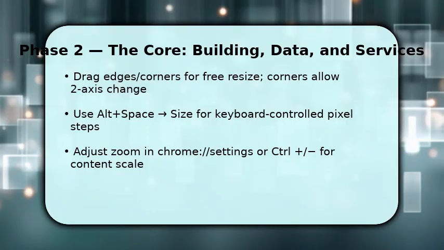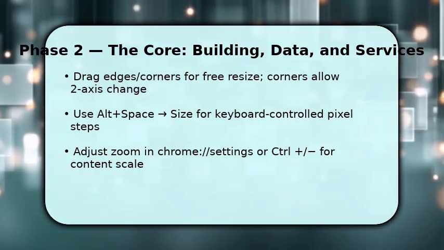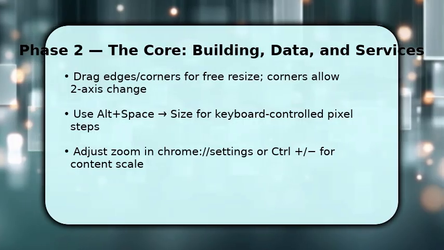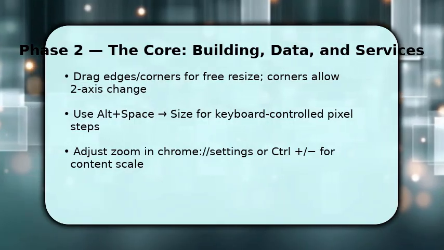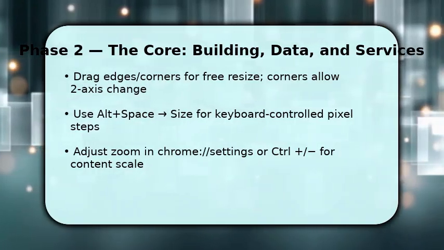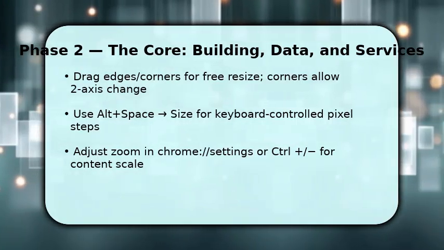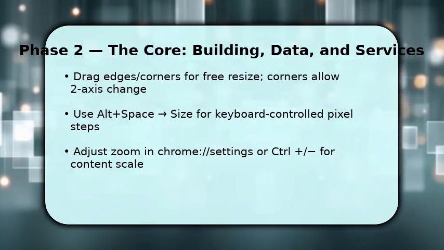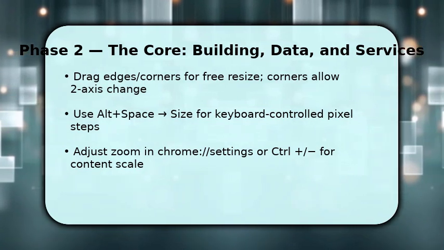If you need precise control, press Alt plus space, then choose Size, use arrow keys to move the edge in 1 pixel steps, and press Enter when done. Also, adjust page content independently. Use Control and plus or minus to change zoom, or open settings, right arrow appearance, right arrow zoom to set a %. These methods explain how and why to control window versus content scale.